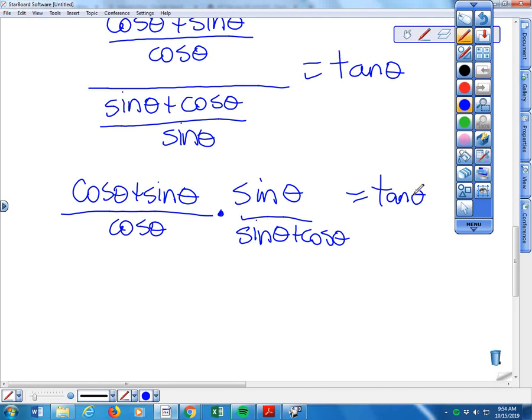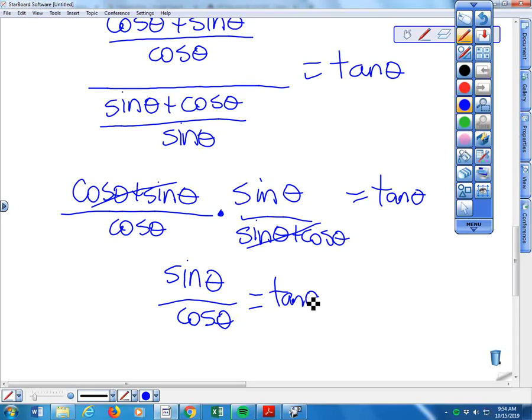Okay, now, is cosine theta plus sine theta the same as sine theta plus cosine theta? Yes, the commutative property says I can do that. That becomes 1. And sine over cosine is tangent. They're just puzzles. That's all they are. There's a lot of rearranging. Rewriting in sine and cosine.